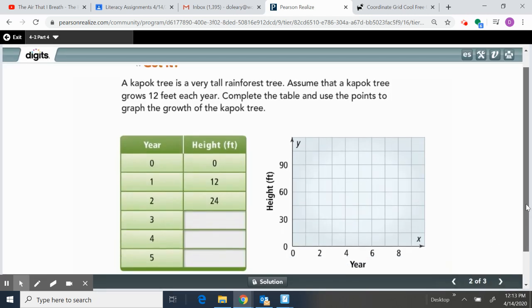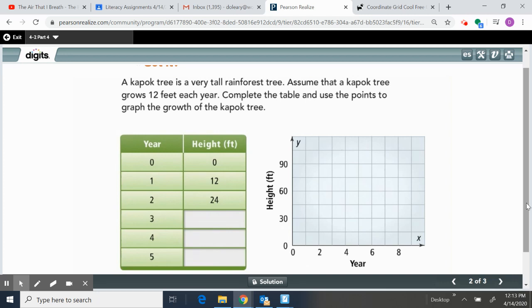It says a kapok tree is a very tall rainforest tree. Assume that a kapok tree grows 12 feet each year. Complete the table and use the points to graph the growth of the kapok tree. So you have the year. So no years, 1, 2, 3, 4, and 5 years. So 0 through 5. The height, it looks like it's going up by 12 each year. So those numbers are a little bit easier than the last screen.